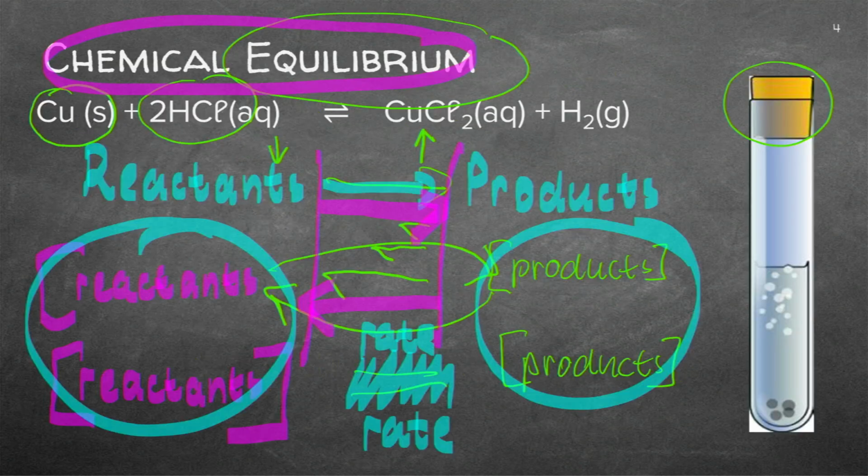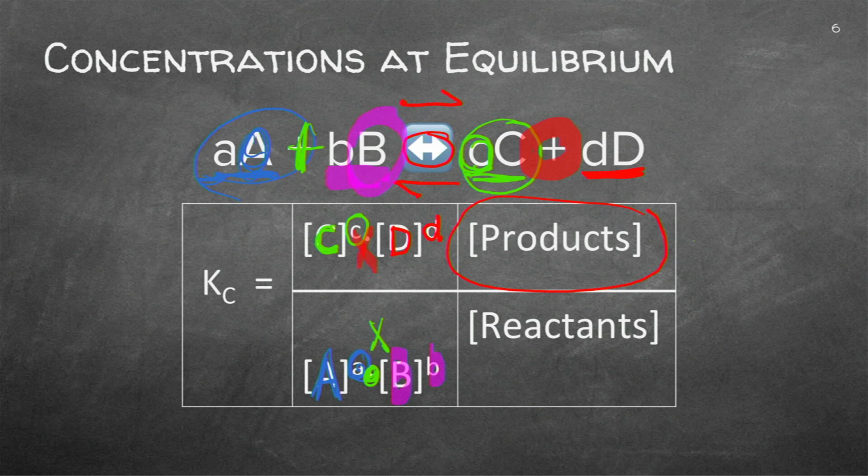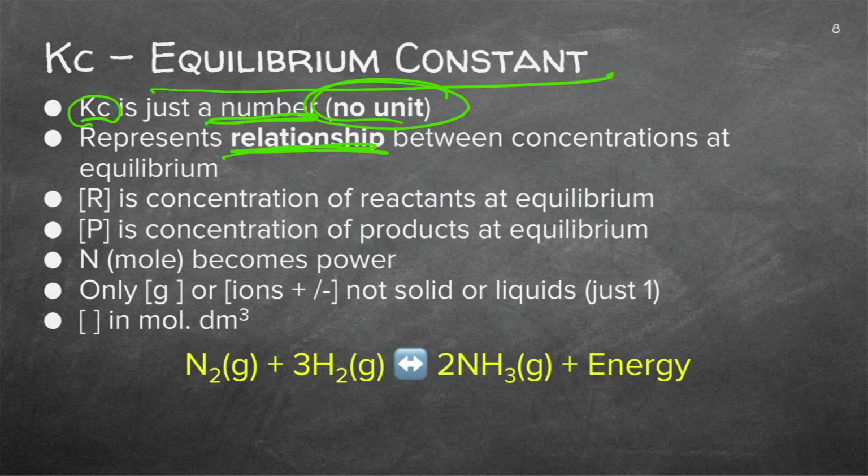If we had to put in a unit, we would have mole per cubic decimeter at the top over mole per cubic decimeter at the bottom, which means it would have cancelled. Therefore, I have no unit. Secondly, it's a relationship of the concentrations, at the point where there's equilibrium. At the bottom, I always have the reactants, and at the top, the products.